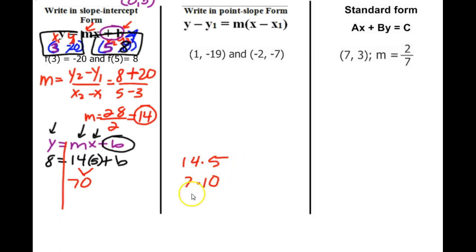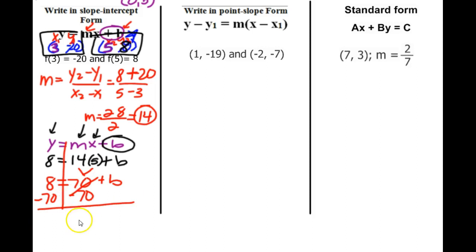I taught you this at the beginning of the school year. 7 times 10 is 70. That was a lot easier to do in my head than 14 times 5, but you get the same answer. So, and then we have 8 here. And we want b by itself, so subtract 70. So we have b, and there are more negatives. 8 minus 70 would leave us with negative 62. Because 62 plus 8 more would give us 70. So there's b. It's a really big number, I know, but that's okay.